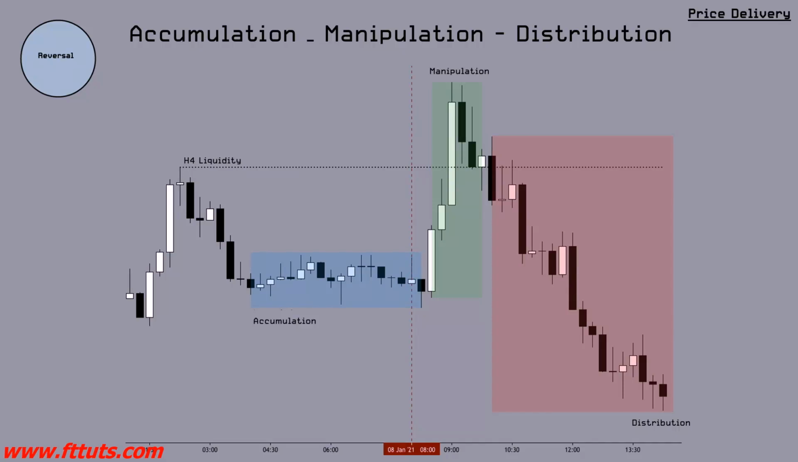So here you can see the price accumulating, so basically consolidation. Here you can see an expansion. This expansion is the manipulation, and now you can see the distribution. And this entire move is basically the AMD fractal, and also a reversal.